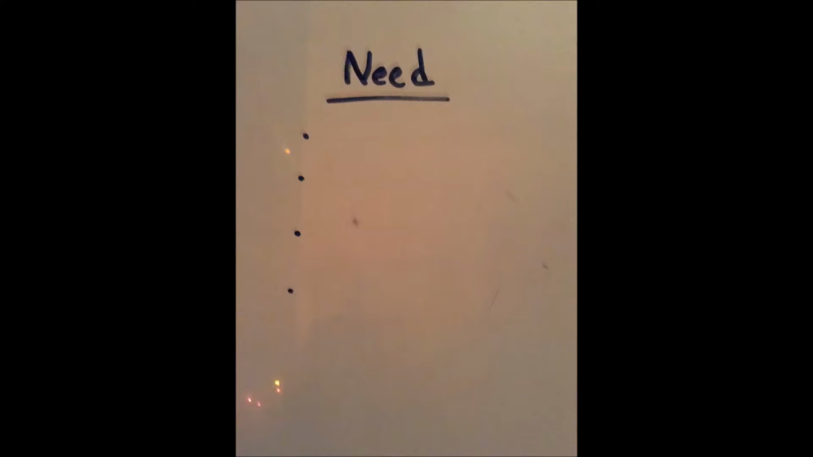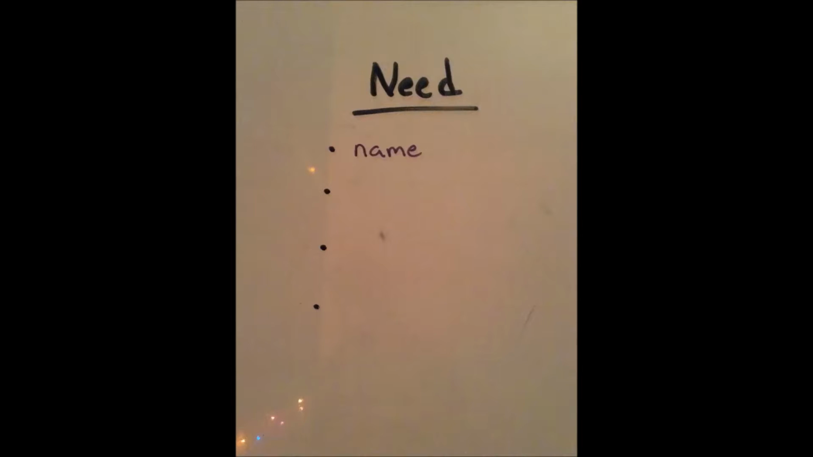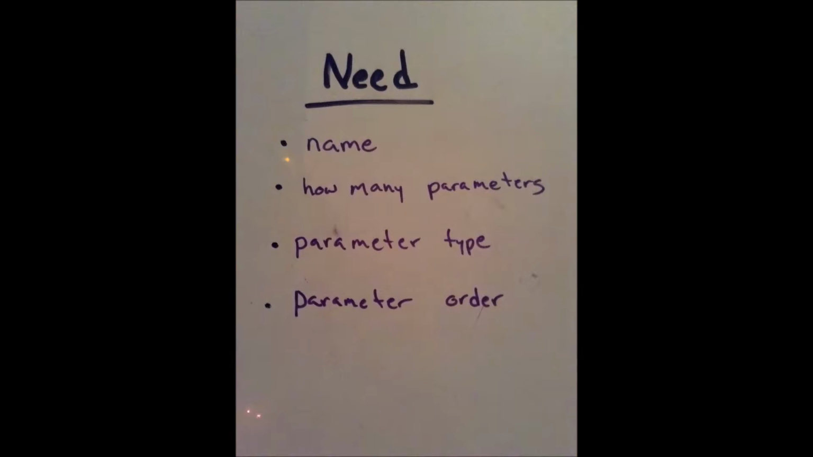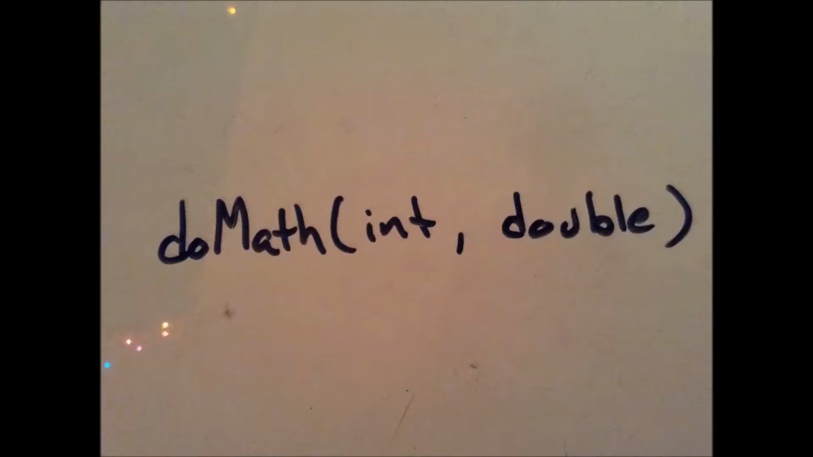In order to call a method legally, you need to know its name, how many parameters it has, the type of each parameter, and the order of those parameters. This information is called the method signature. The signature of the method doMath can be expressed as follows. Note that the signature does not include the names of the parameters. If you just want to use the method, you don't need to know what the parameters' names are, so the names are not a part of the signature.